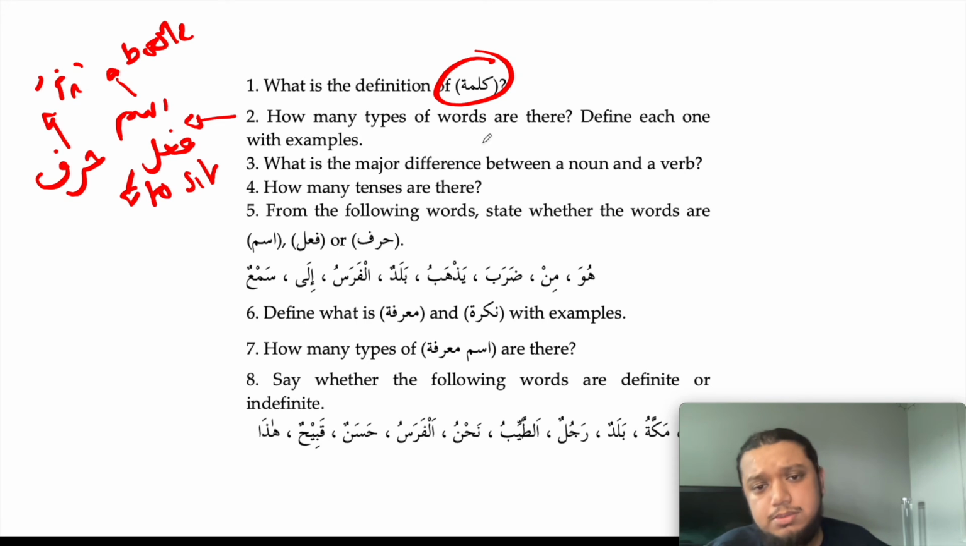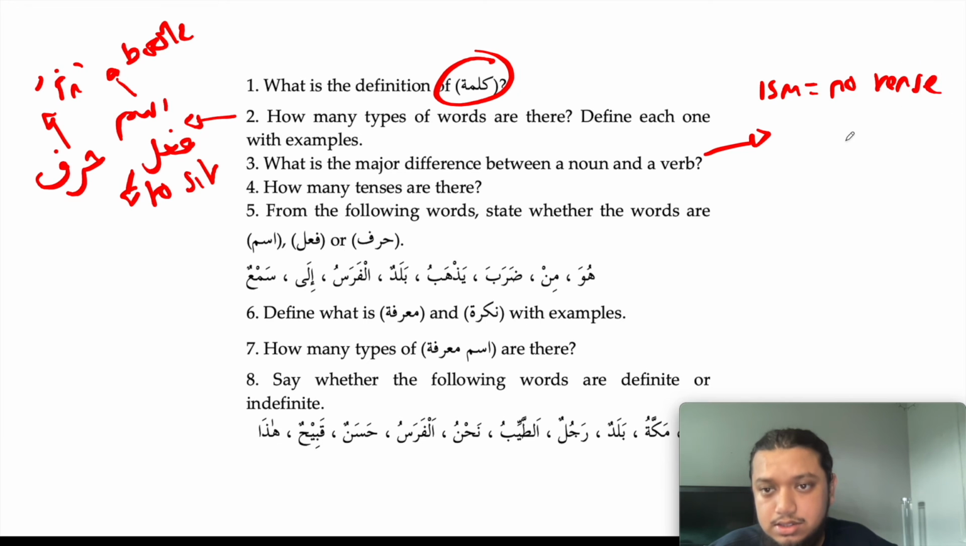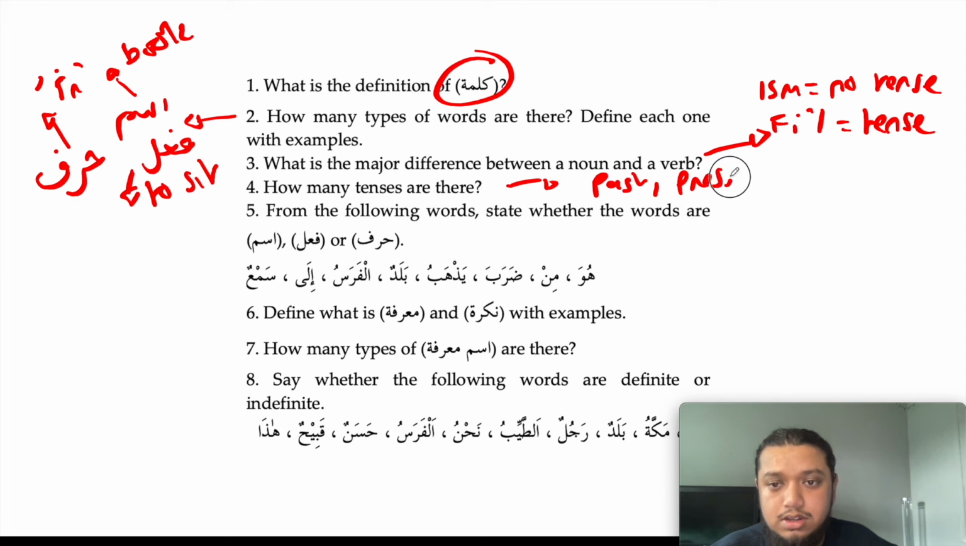So what's the major difference between a noun and a verb? As we said, a noun is not restricted by tense. So ism equals no tense, it is tenseless. And a verb, which is a fi'l, equals restricted by tense. How many tenses are there? There are 3. Past, present, future.